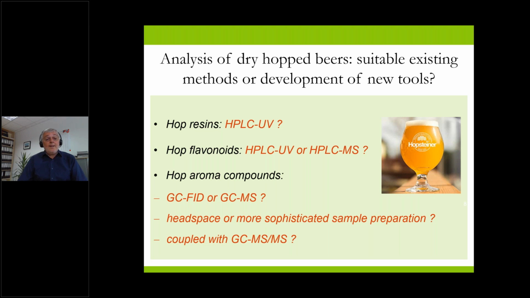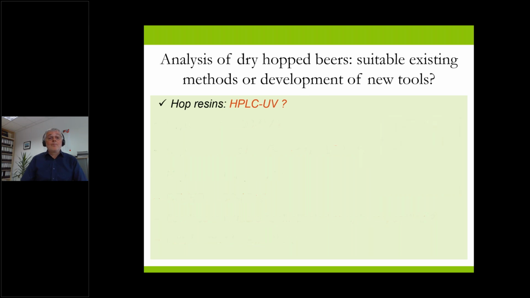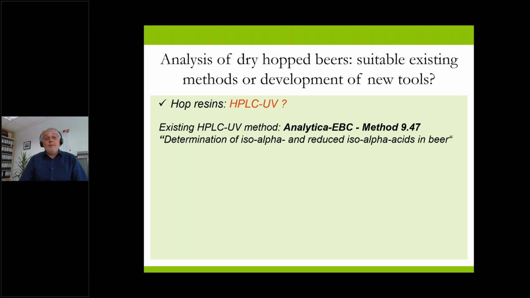Is it possible to analyze the beer samples by headspace sample preparation, or is a more sophisticated sample preparation necessary? And the question is also whether GC-MS is okay, or if we need a combination with GC-MS-MS. So these are the open questions. Let's start with the hop resins, and the question: can they be analyzed by HPLC-UV? There is already an existing HPLC-UV method in Analytica EBC.